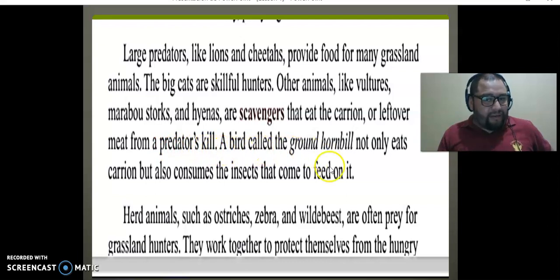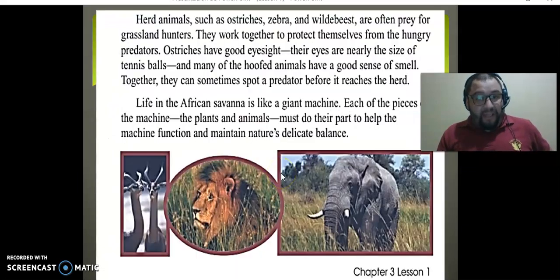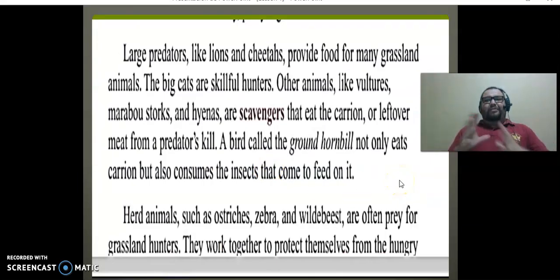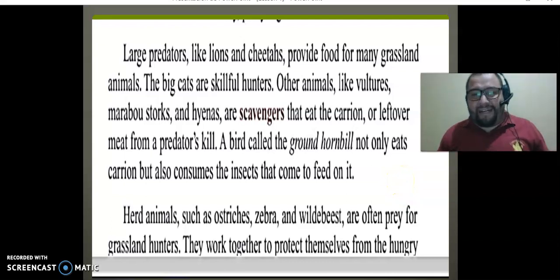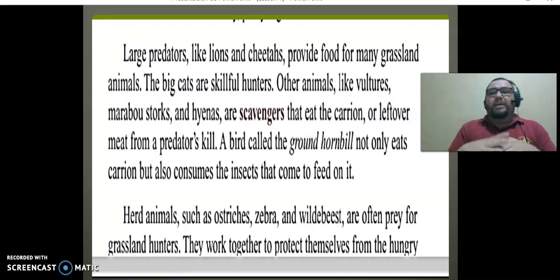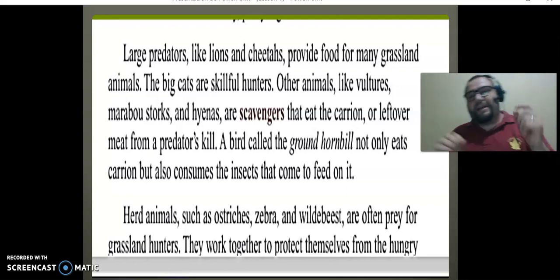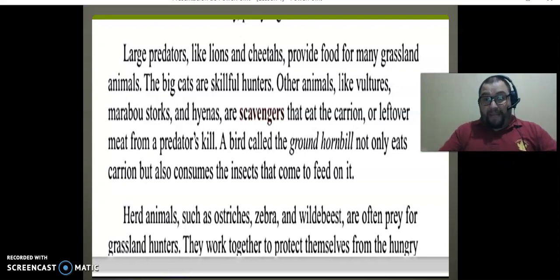A bird called the ground hornbill not only eats carrion but also consumes the insects that come to feed on it. So can you imagine? Everything is a process in the savannah. Animals kill the others. The animals that are killed are food for the others, and the termites are important in the process. What else? A biome is a place or environment with plants and animals. It's not only animals, talking about plants, right?